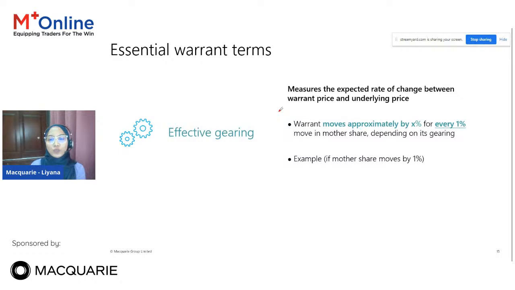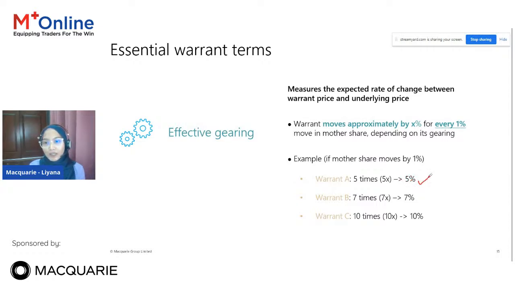So kalau warrants tu ada 5 times gearing, dia akan bergerak sebanyak 5 times for every 1% movement in mother share. So maksudnya untuk warrants yang ada 5 kali ganda effective gearing, dia akan bergerak 5 kali ganda lagi tinggi daripada mak dia kalau mak dia bergerak for every 1%. Okay, now let's look at the example lah. Kalau explain takut nanti tak faham.